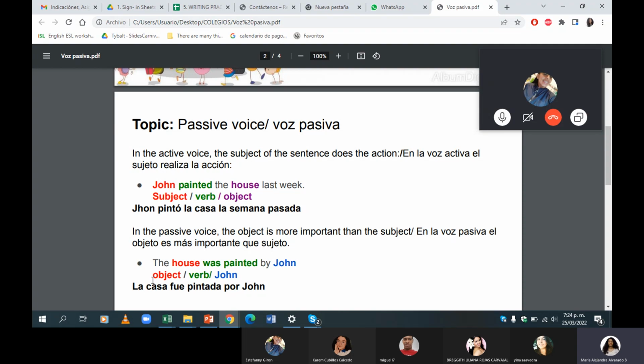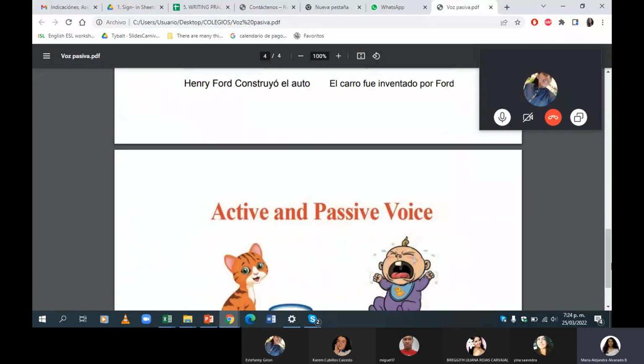Okay, so just remember that when we are talking about passive voice, the most important thing is the object, not the subject. The subject goes in second place. In active voice, the subject is the most important thing. So just a friendly reminder about it. Okay, let's see an example here.